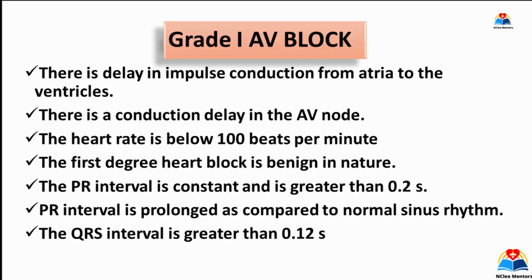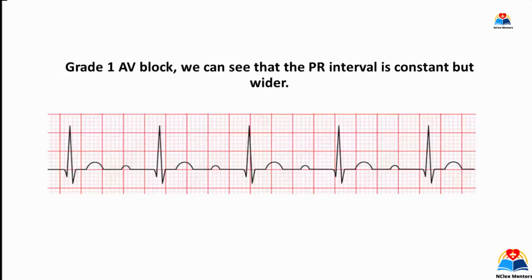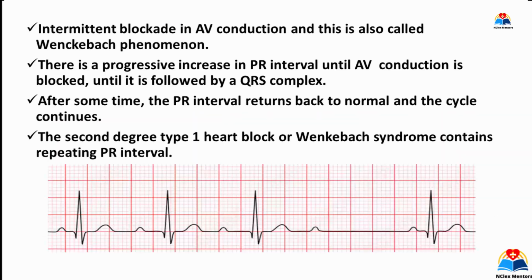Grade 1 AV block. In the grade 1 or first-degree AV block, there is delay in impulse conduction from atria to the ventricles. So there is a conduction delay in the AV node. The heart rate is below 100 beats per minute. The first-degree heart block is benign in nature. The PR interval is constant and is greater than 0.2 seconds. That means the PR interval is prolonged as compared to normal sinus rhythm. The QRS interval is greater than 0.12 seconds. Here, in this EKG strip of grade 1 AV block, we can see that the PR interval is constant but wider.